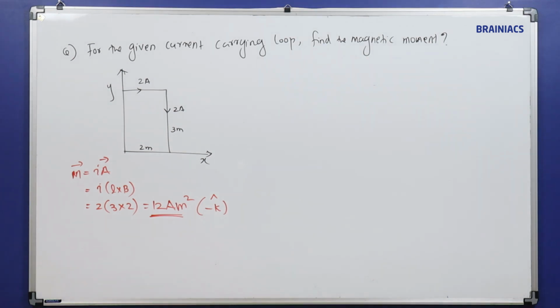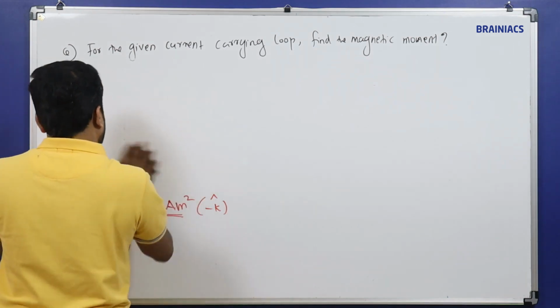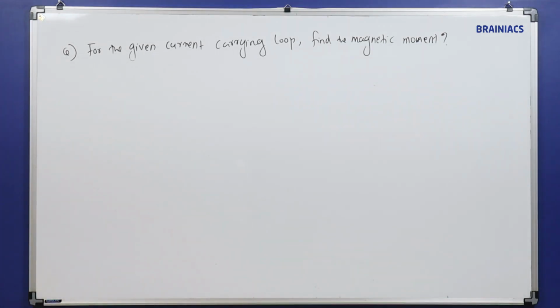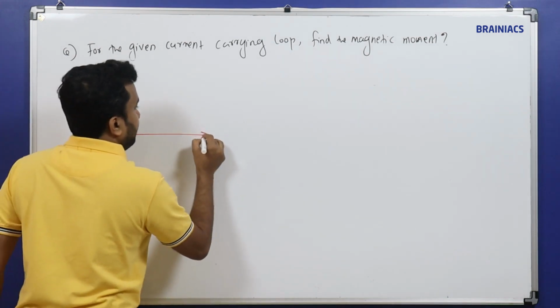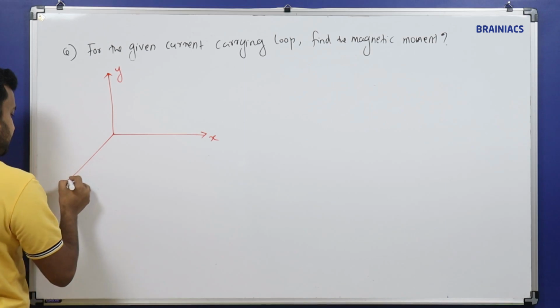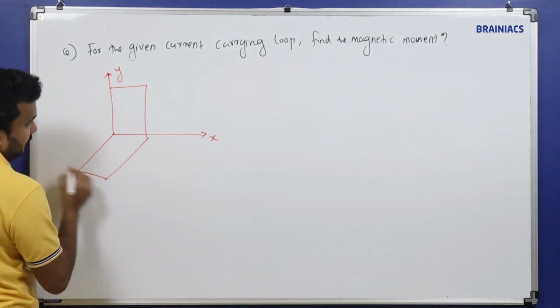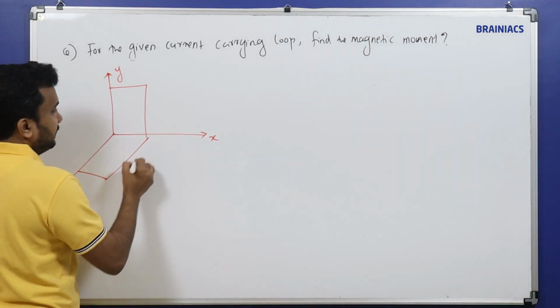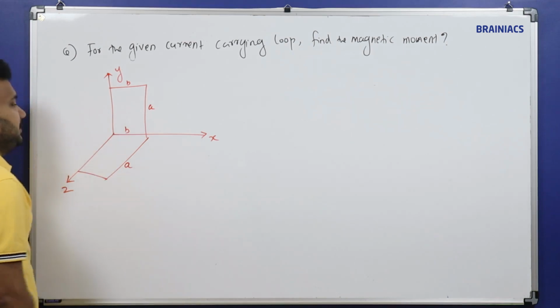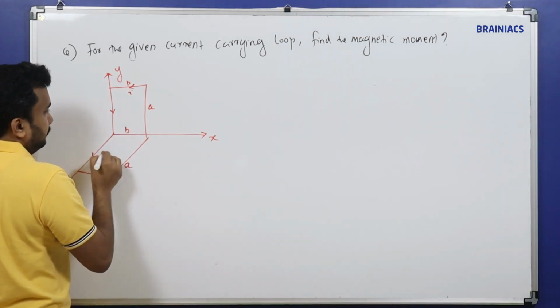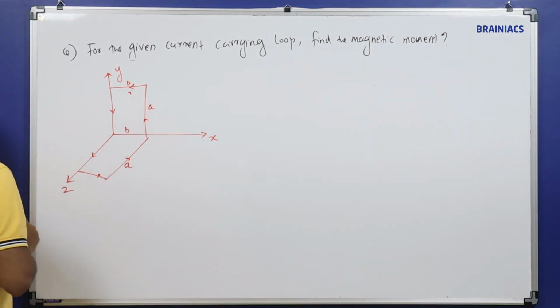Perfect. Okay, the next question. Find the magnetic moment for the given current loop. X axis, Y axis, and Z axis. I have a loop like this. This length is A, this length is A, and this breadth is B, this breadth is B. And this is carrying a current I in this direction, like this. So it's a loop.